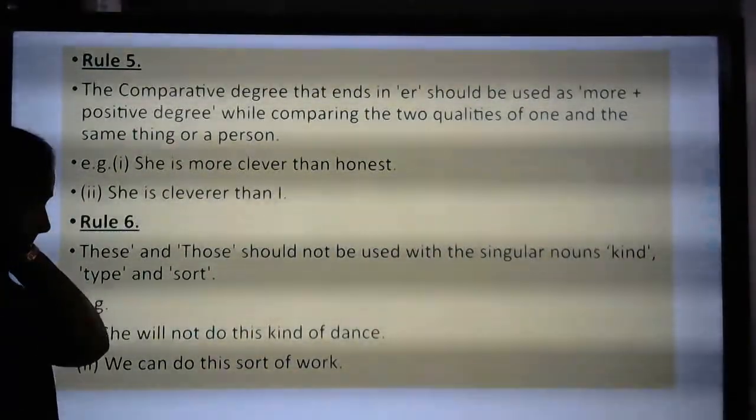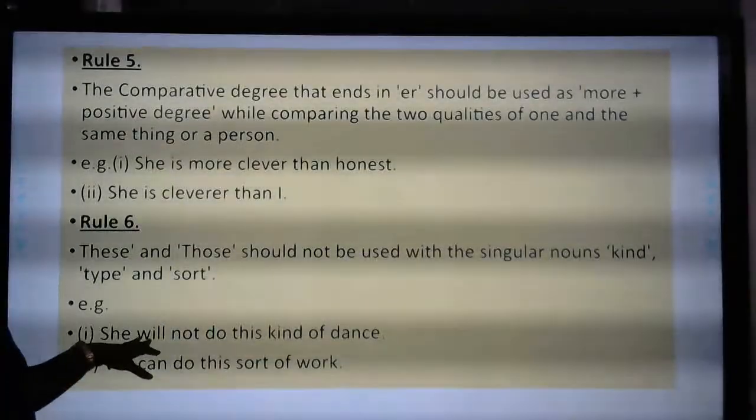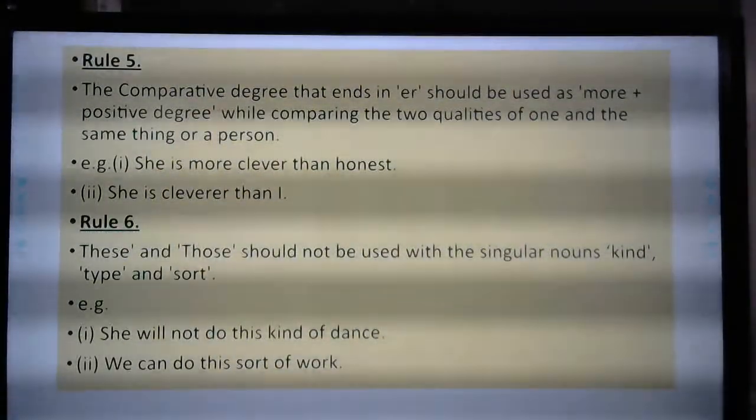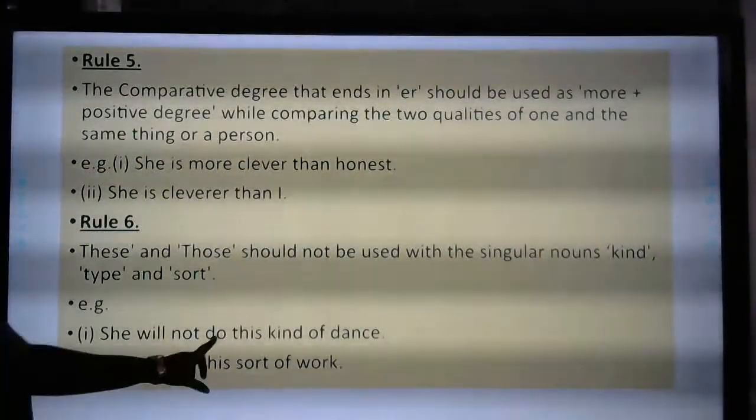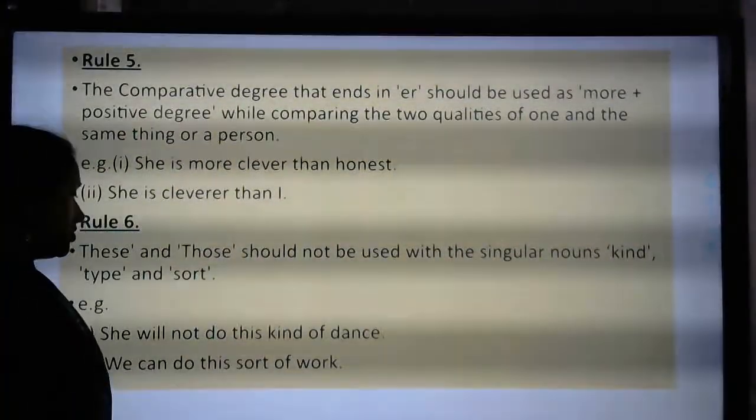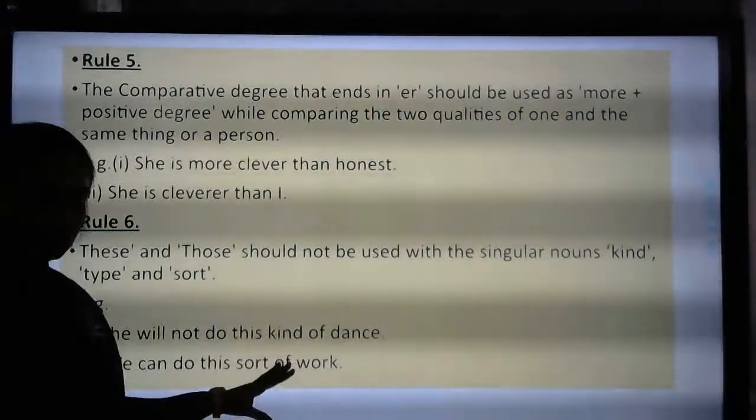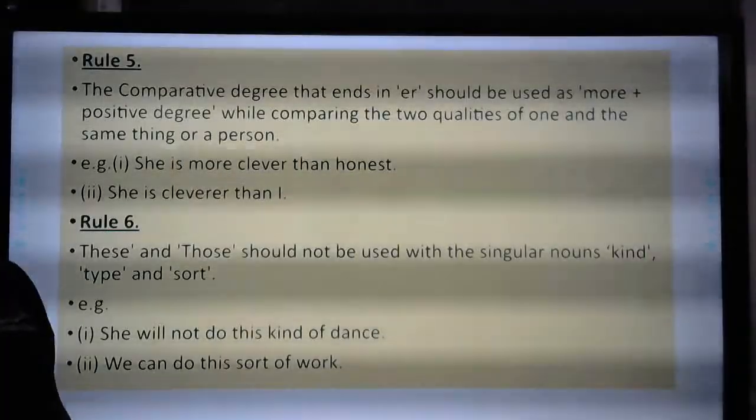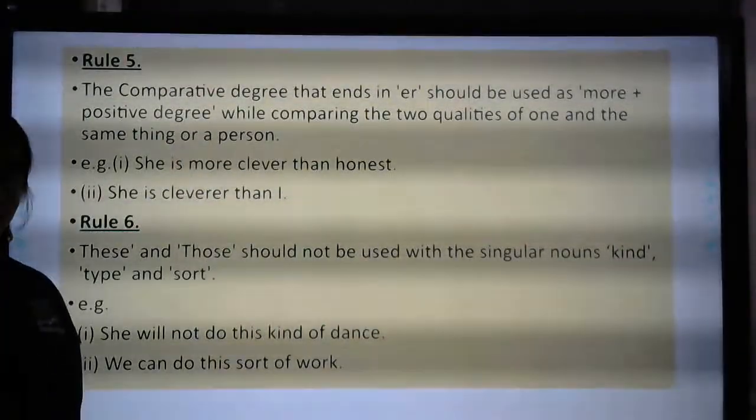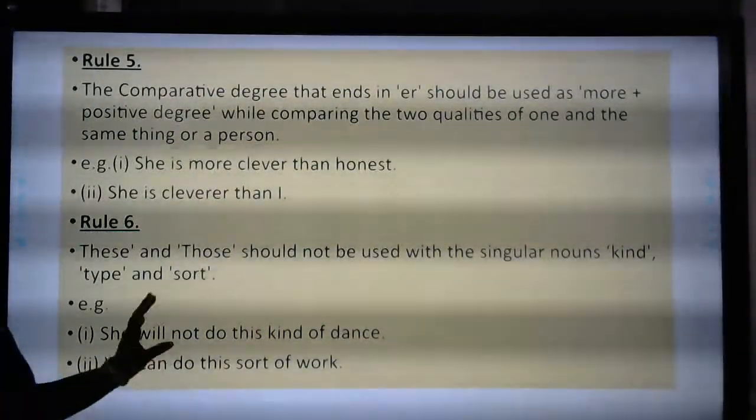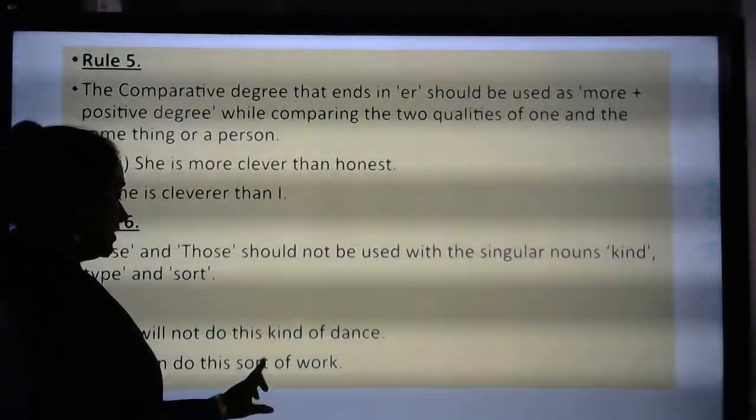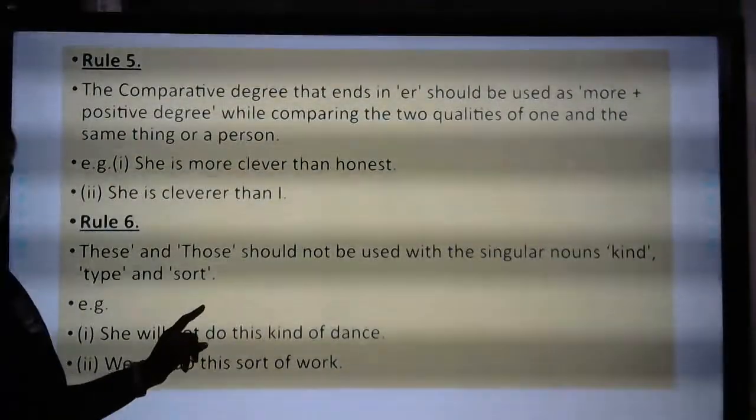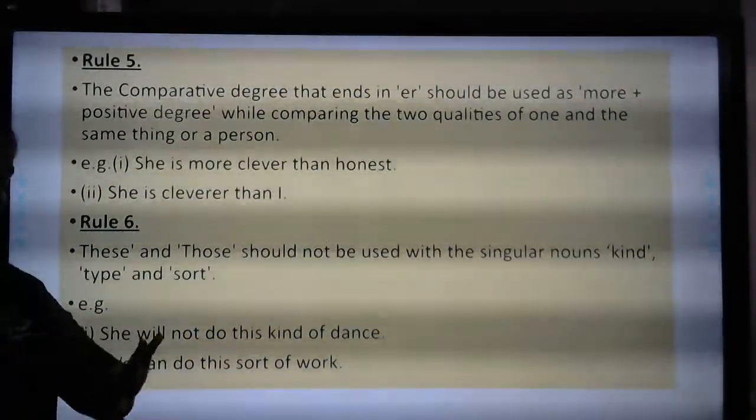Now see, she will not do this kind of dance. Now, kind means type. So, this type or this kind of dance. So, these kinds is wrong. Okay, then we can do this sort of work. This sort of work means such work or this type of work. So, with kind or sort, we have to use this. If that is used, then that is wrong.